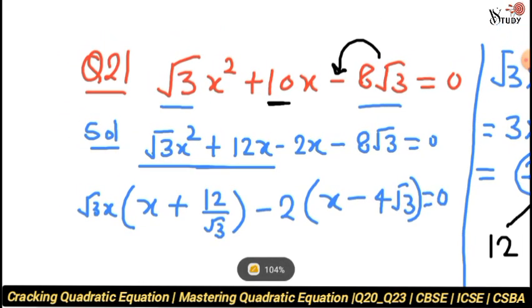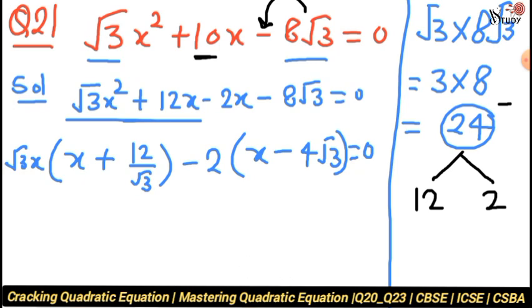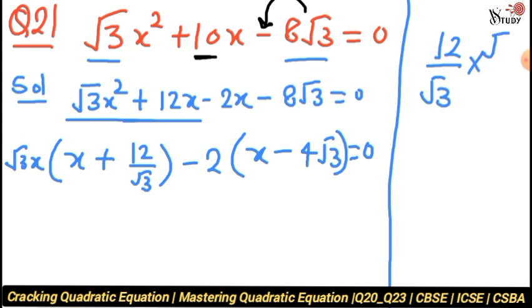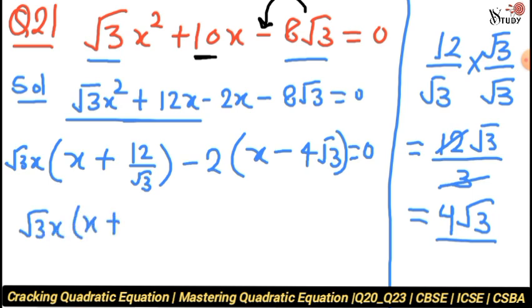Now again we need to understand a very basic concept. Let's rub this area first. We have 12/√3. Now rationalize √3, so we multiply numerator and denominator by √3. So we have 12√3/3. This 3 cuts 12 four times, and we have 4√3. So we can write here √3x(x + 4√3) negative.